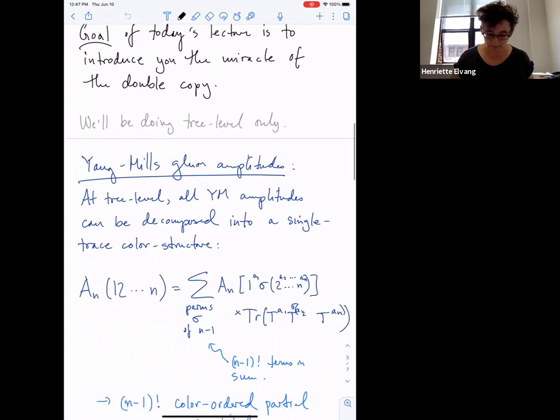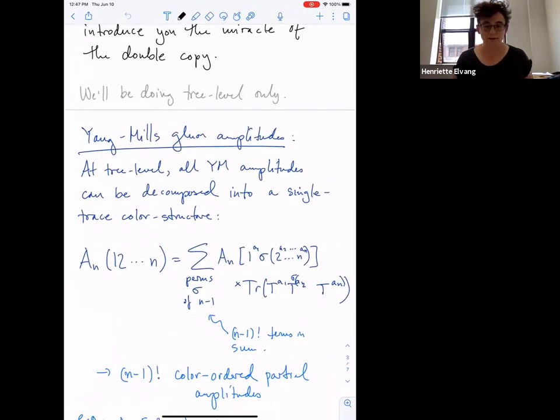Okay, so to start with, let's talk about what the amplitudes in Yang-Mills theory actually look like. Yang-Mills theory has a non-abelian gauge group, and you can decompose the amplitude into single trace color structures at tree level. So here, again, we're at tree level, and I can write the full amplitude, the thing that has all the structure constants and all that in it, in a way where I organize everything that has to do with the color structure into a single trace of generators.